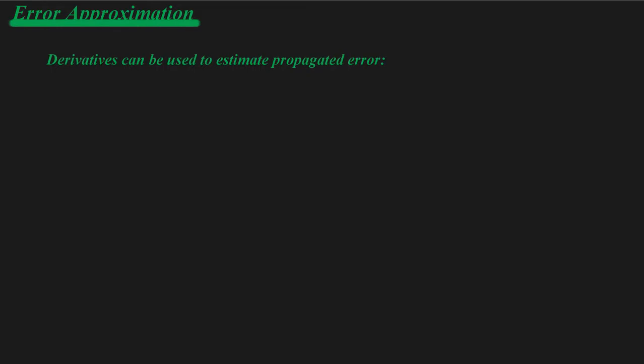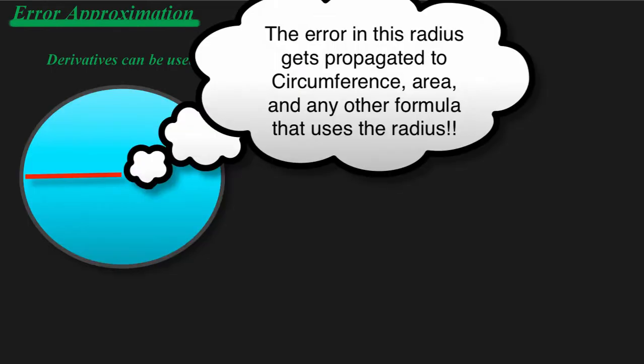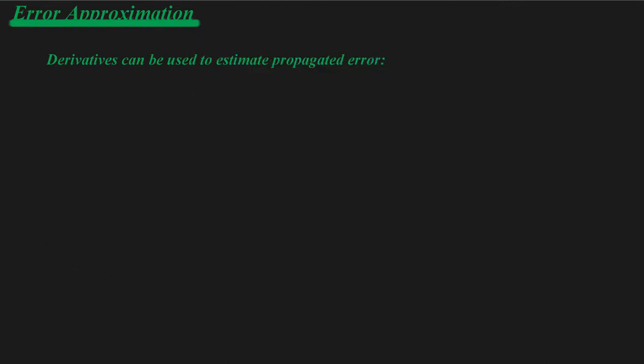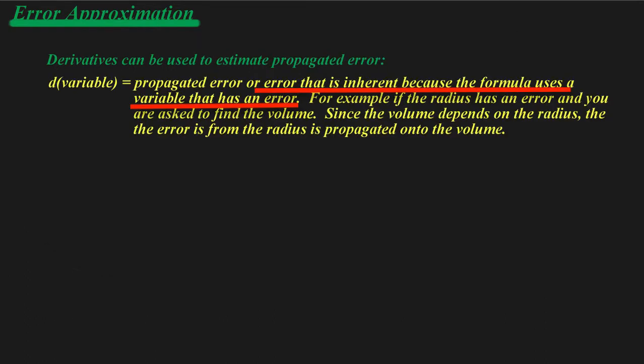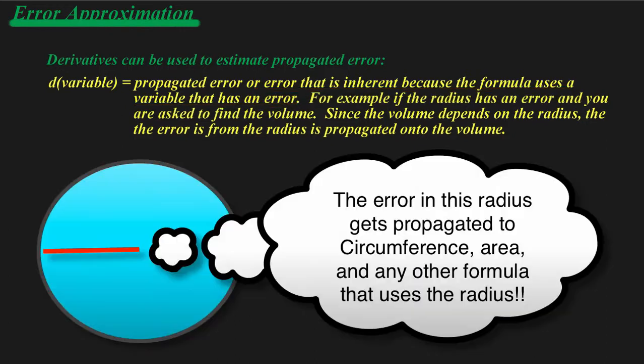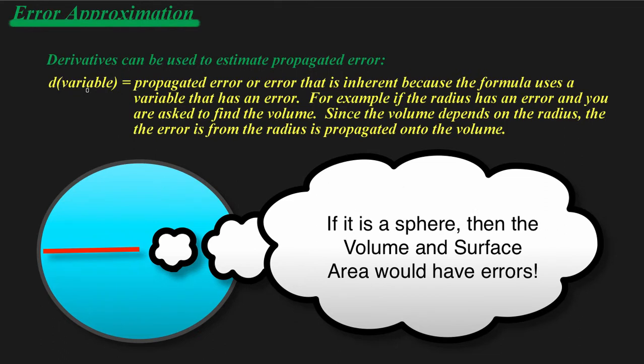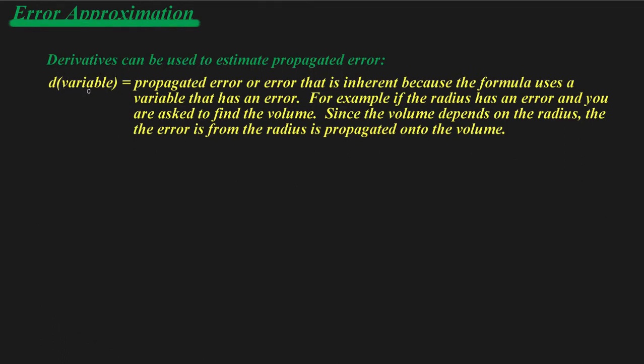Well, when you're doing errors and you have an error, say, in a base measurement like a radius or a length or width, any formula that uses these measurements will thereby inherently have an error propagated. So if there's an error in the radius, there's going to be a propagated error in the volume or in the area or in the circumference. Okay?